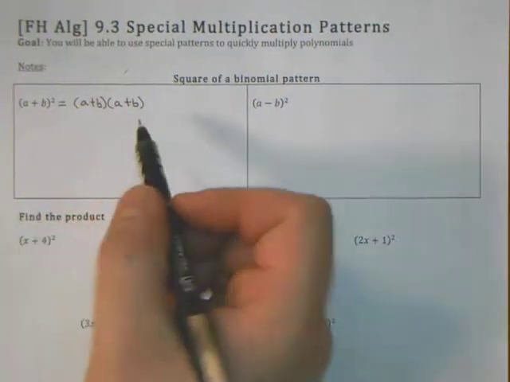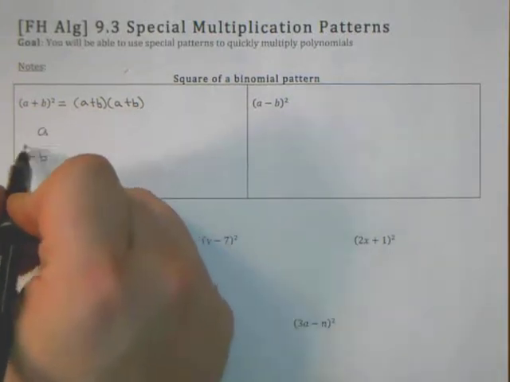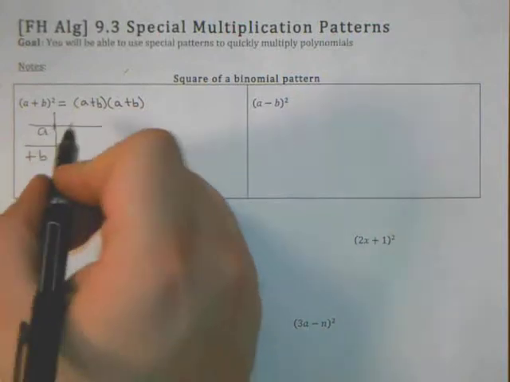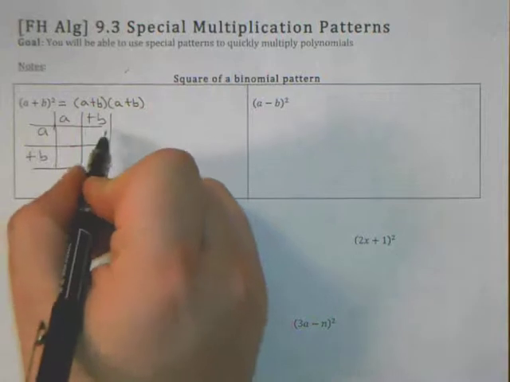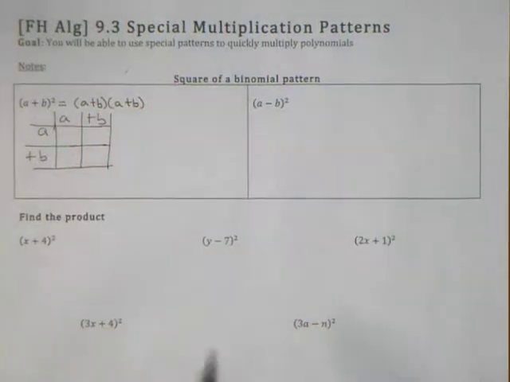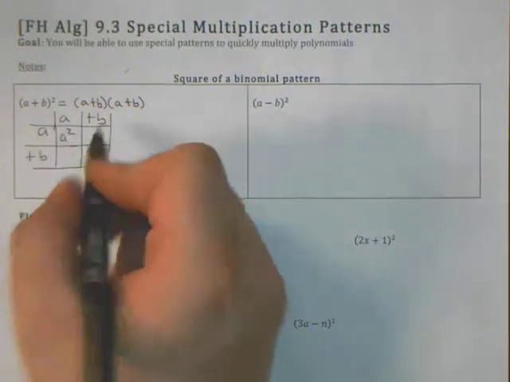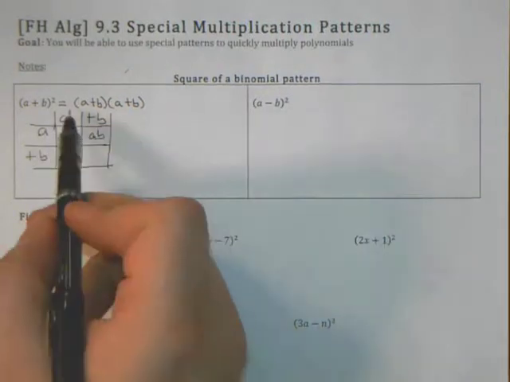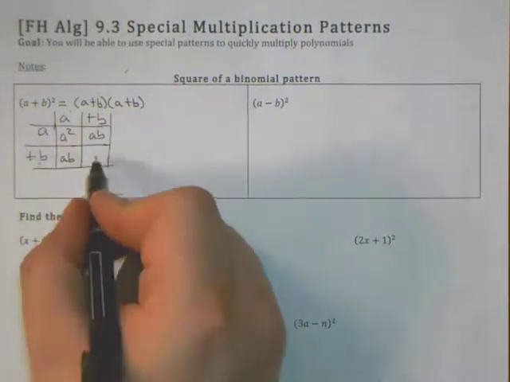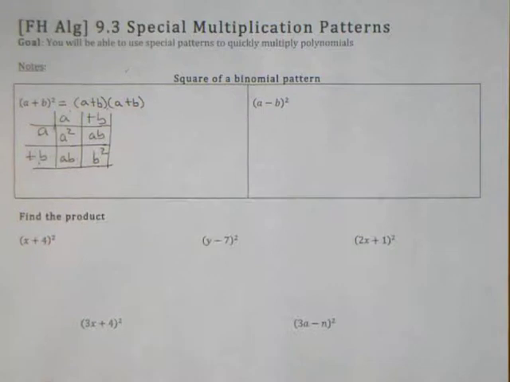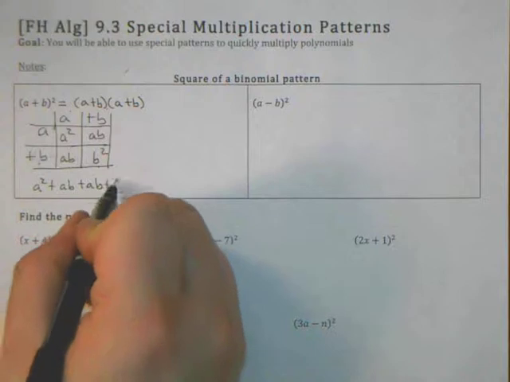Well, if I used our strategies from yesterday, we'd say, let's make a chart and multiply this stuff out. So when I multiply this out, I get the following. I get a times a is a squared. A times b is, well, ab. A times b is also ab. And b times b is b squared. So you get a squared plus ab plus ab plus b squared.